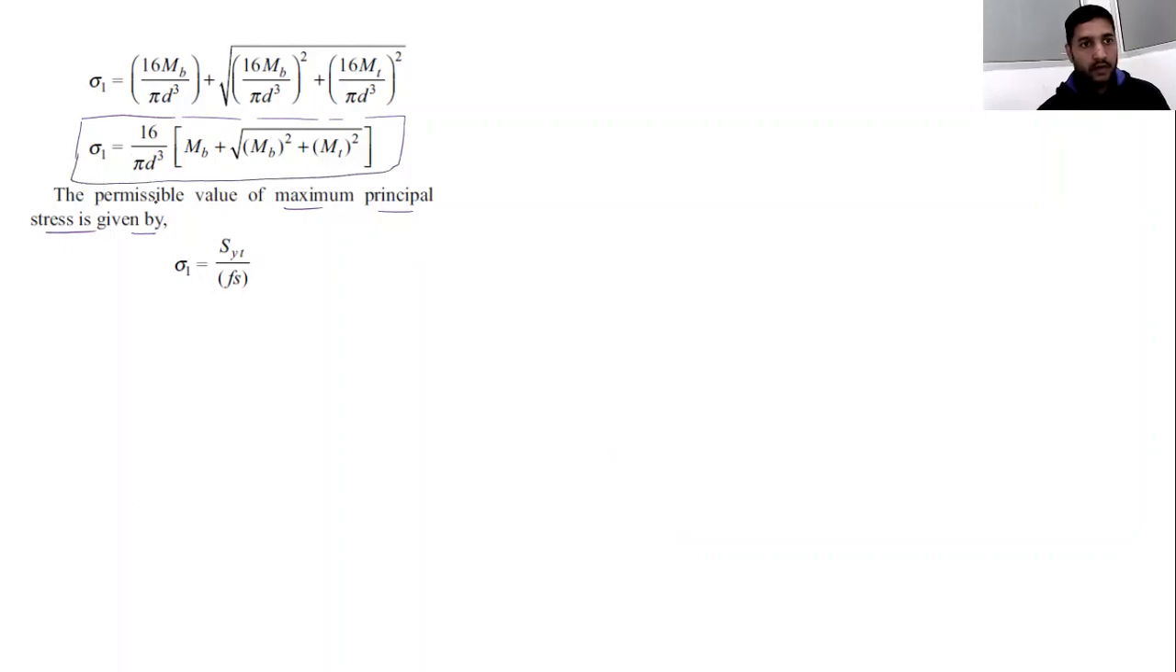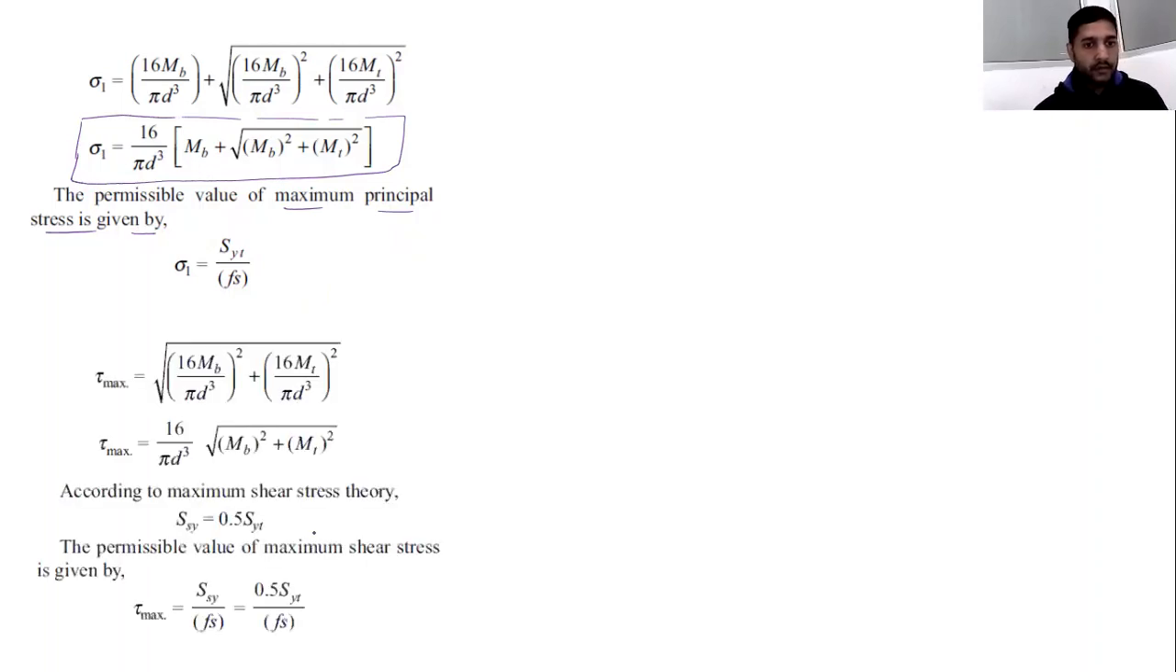Here sigma 1 is the maximum permissible stress, and the maximum permissible stress will be the failure stress divided by the factor of safety. So this relation is coming from the maximum principal stress theory. After that, by the maximum principal shear stress theory, we are getting tau max as this value. Here I have put the values in the formula, and we are getting tau max as this.